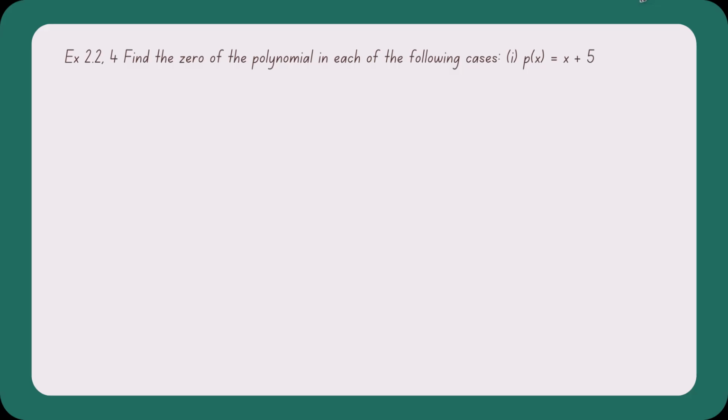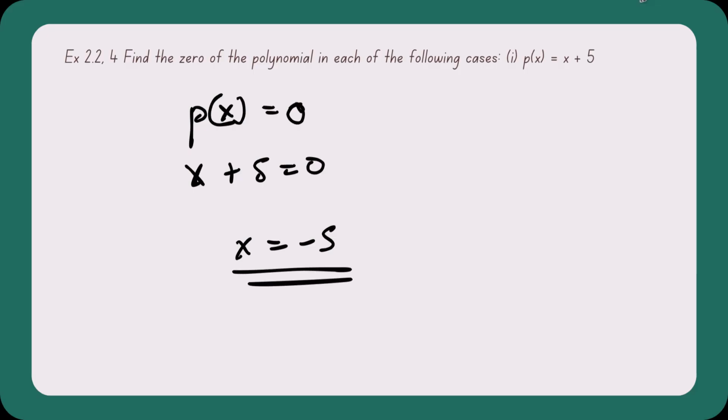So what about the next? Find the 0 of the polynomial in each of the following cases. p of x is equal to x plus 5. Right? What is the 0? Equate the polynomial to 0. Find the value of x which makes it 0, right? So x plus 5 is equal to 0. So what is x? x is equal to minus 5. So what is the 0 of the polynomial? x is equal to minus 5.